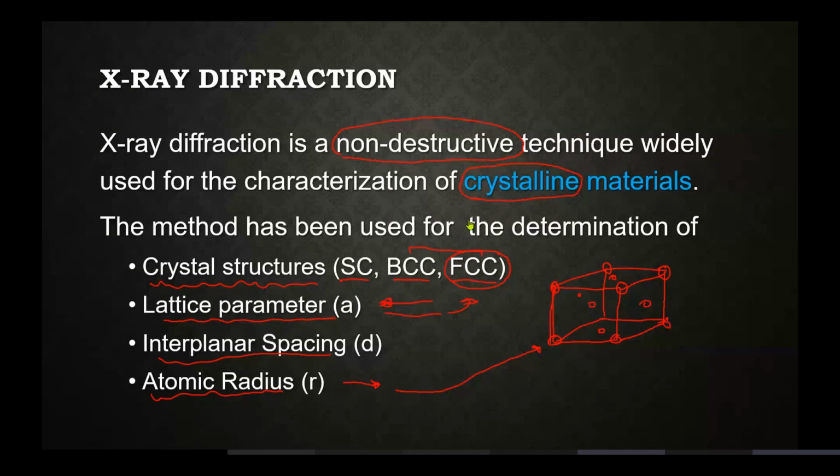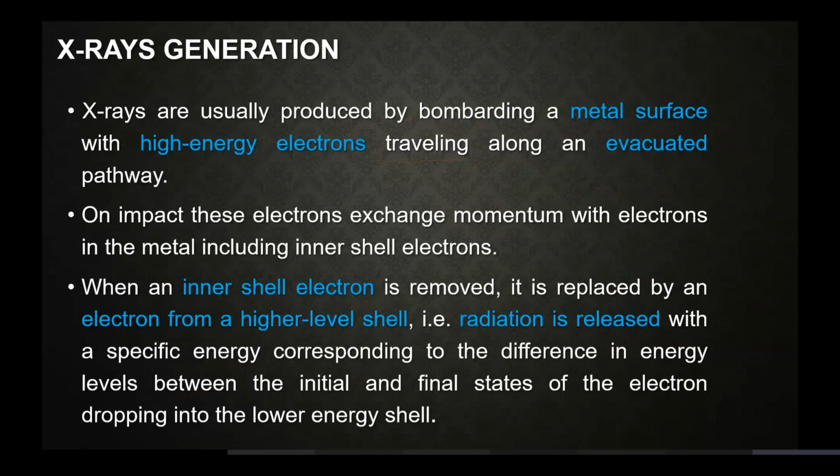So now this is the information we can get out of X-ray diffraction. How we get it out using X-ray diffraction, we'll look into. But before that, how the X-rays are being generated. X-rays are usually produced by bombarding a metal surface with high energy electrons traveling along an evacuated space or pathway.